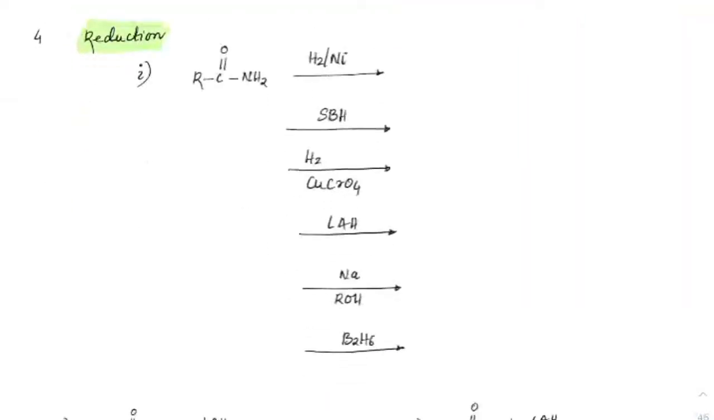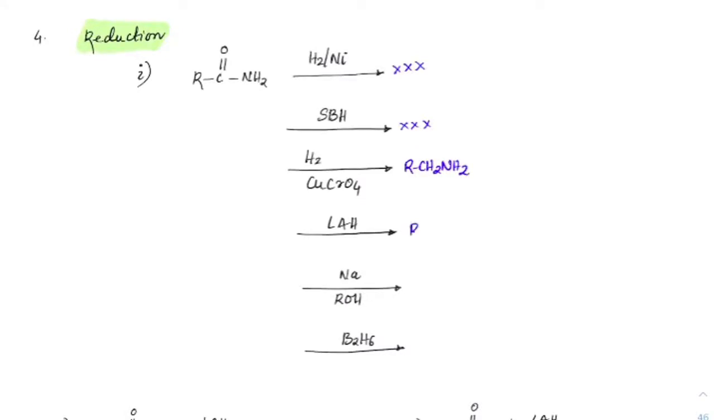Next, reduction steps. In which cases will reduction take place? If you treat with H2/nickel, the reaction doesn't take place for amides that easily. The same is the case with sodium borohydride. But with this catalyst, which you remember is usually used for acids, esters as well as amides, it will become CH2NH2, reduced completely to a primary amine.